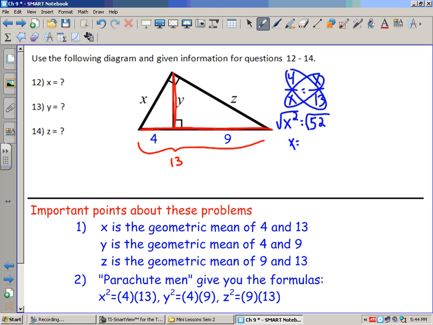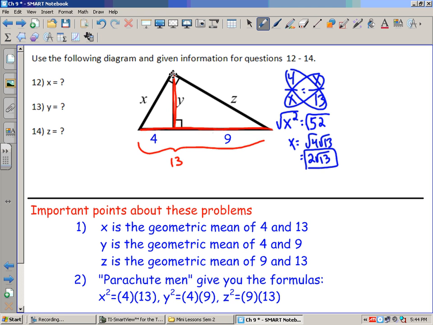Well, 52 is the product of perfect square 4 and 13. We just multiplied those two numbers. So since 4 is a perfect square, that's the only thing that comes out. Broken down, x would be 2 root 13. Finding y, I'm going to do parachute men.